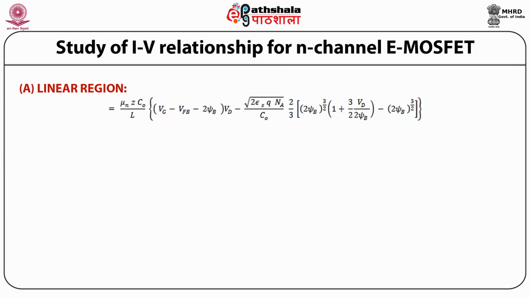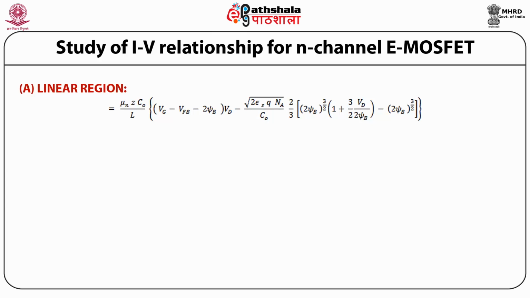Id is equal to μn Z C0 by L [(Vg − Vfb − 2ψb) Vd − √(2 εs q Na / C0) multiplied by 2/3 multiplied by ((2ψb + Vd)^(3/2) − (2ψb)^(3/2))].